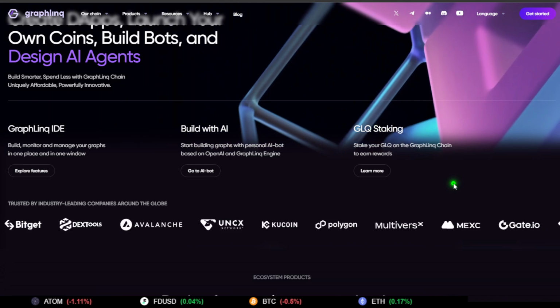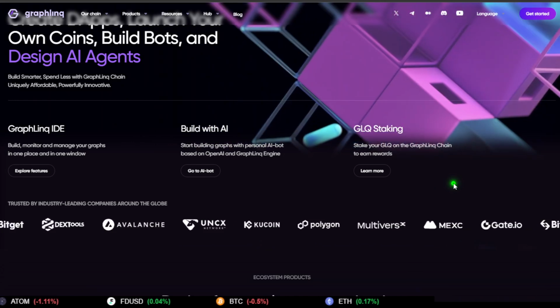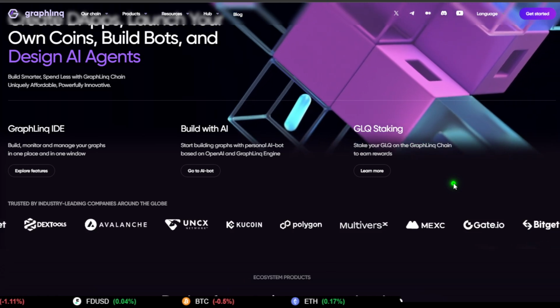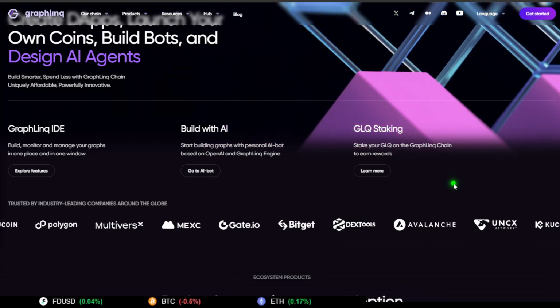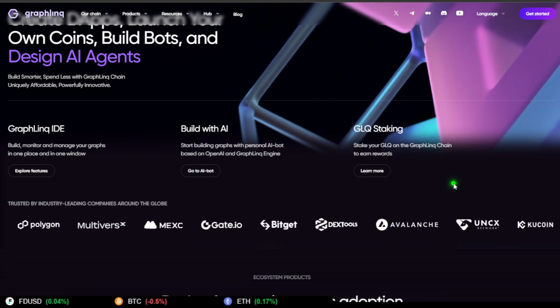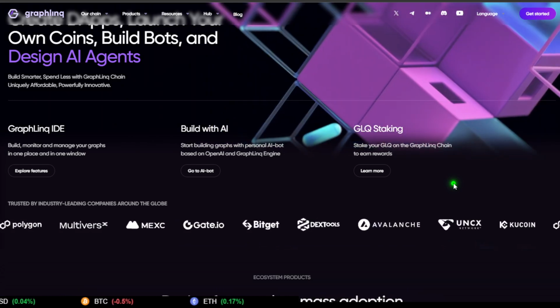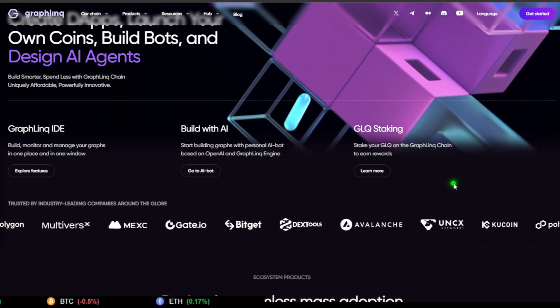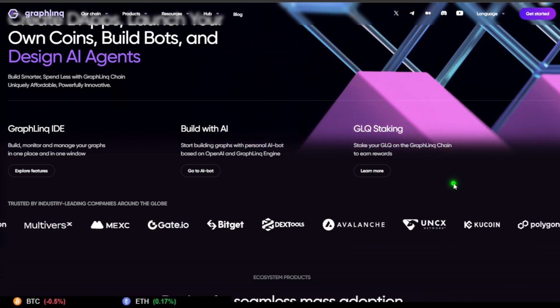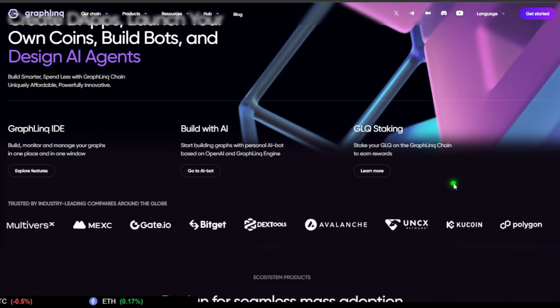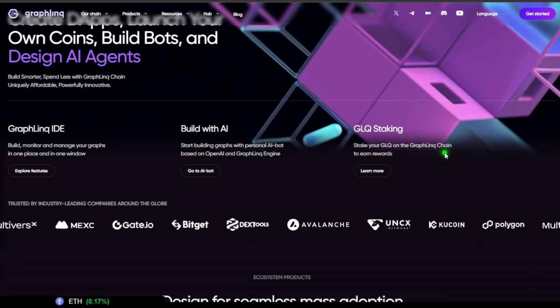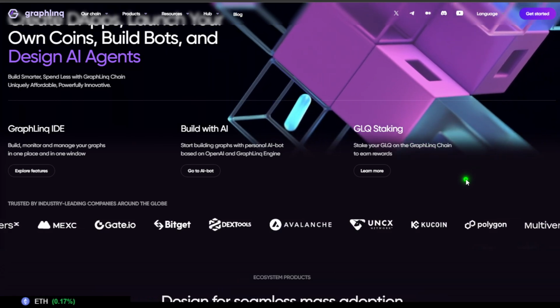Now, speaking of Web3, we do have tokenization. We have a coin, as you can see, GLQ staking. One of the capabilities that a holder could get involved in is earning rewards via staking. You stake your GLQ on the GraphLinq chain and you earn rewards. These are three main points here, but I feel like there's more to be said about the project itself. So let's continue going down.